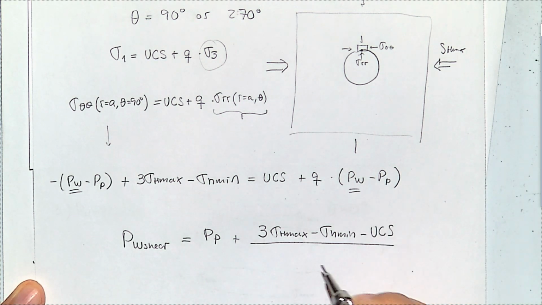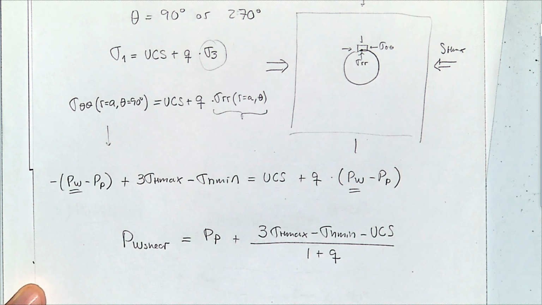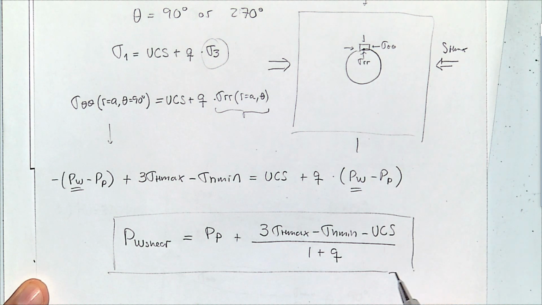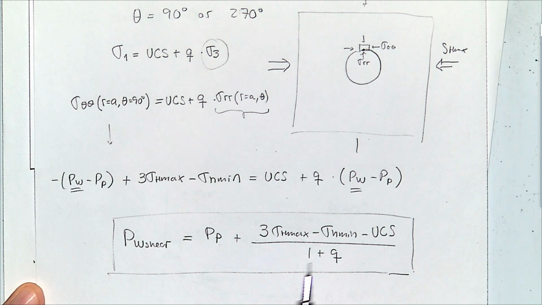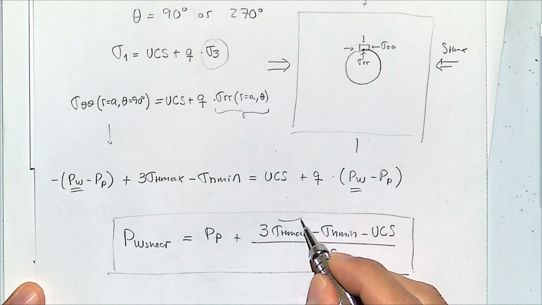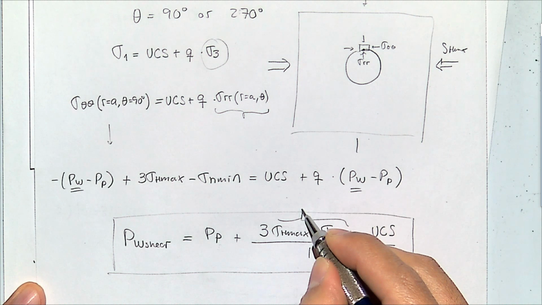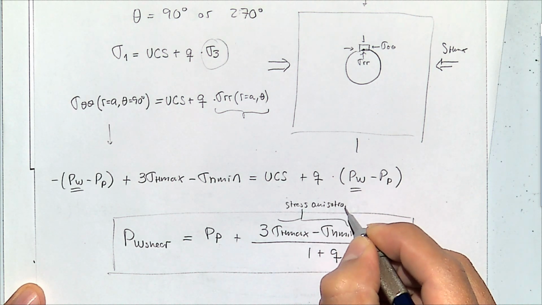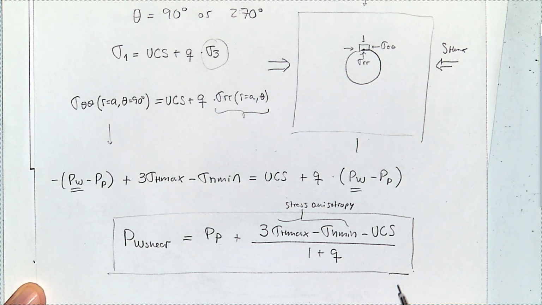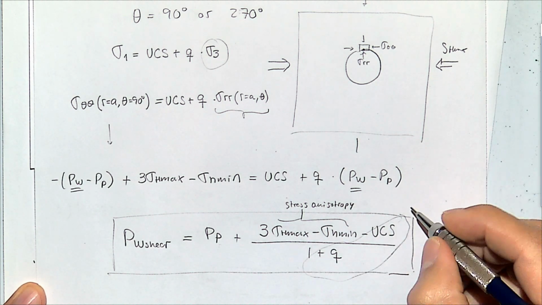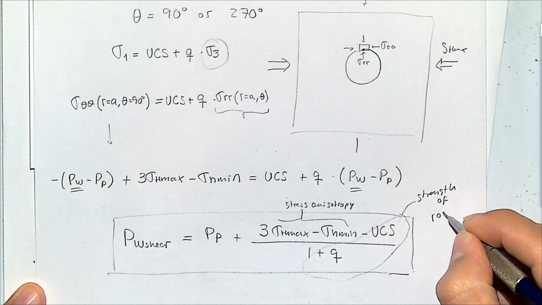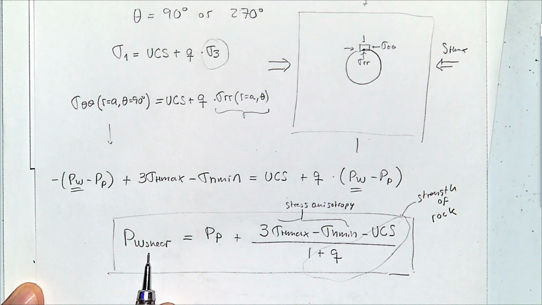And what this is telling you is that the pressure in the wellbore at which you're going to have shear depends on the pore pressure, again depends on stress anisotropy, which again appears in this equation, and depends on the strength of the rock. The stronger the rock, the lower this value of PW shear is going to be.